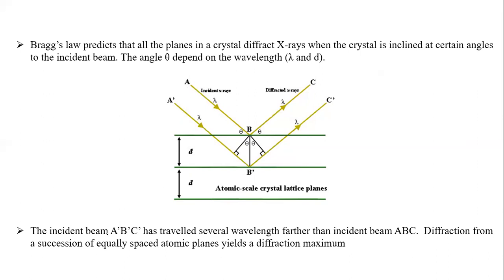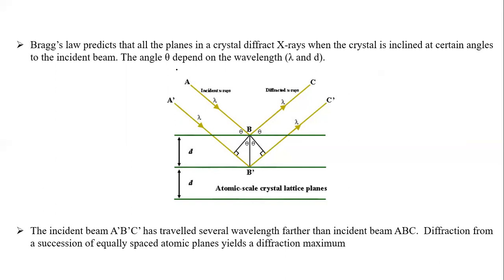Here you can see the incident beam, A, B, C, has traveled several wavelengths further. The diffracted beams from atomic planes differ in magnitude. That means whatever the incident rays, the angle of incidence should be equal to the diffracted rays in both beams. This is regarding Bragg's law. I hope you're getting my point about what I'm explaining regarding Bragg's law.